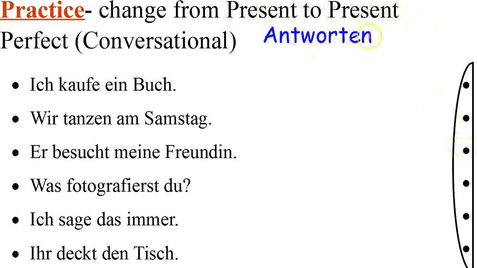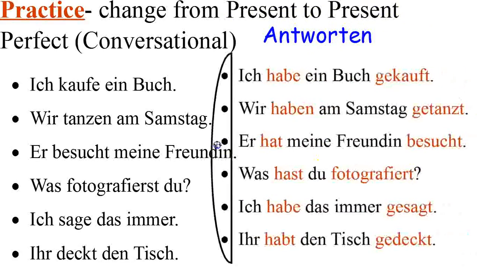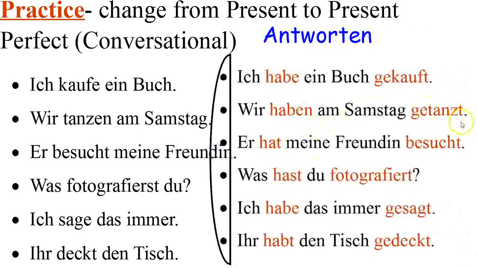And so here are the answers. Ich habe ein Buch gekauft. Wir haben am Samstag getanzt. This one utilized besuchen, so don't forget this is no ge: so hat meine Freundin besucht. Fotografieren is an ieren verb, so no ge here. Was hast du fotografiert? Ich habe das immer gesagt und ihr habt den Tisch gedeckt. Danke.